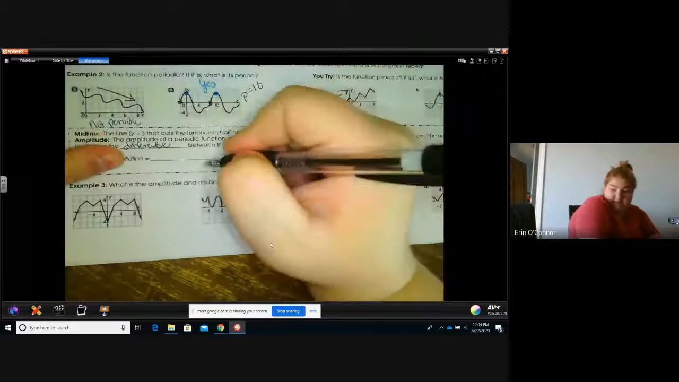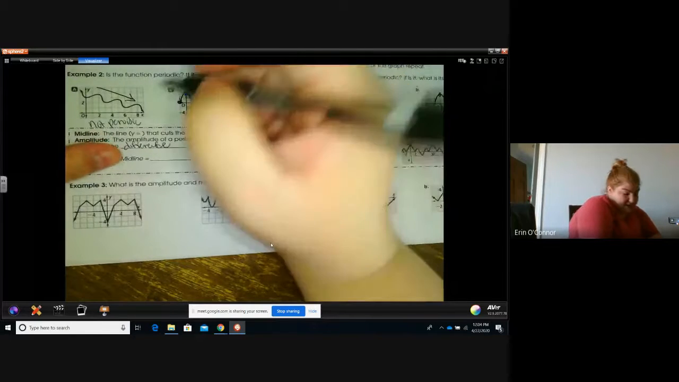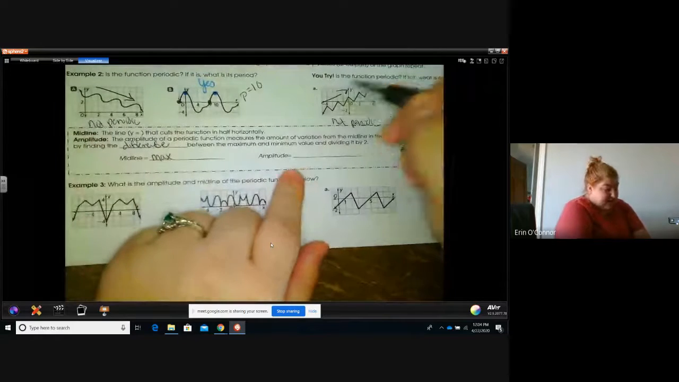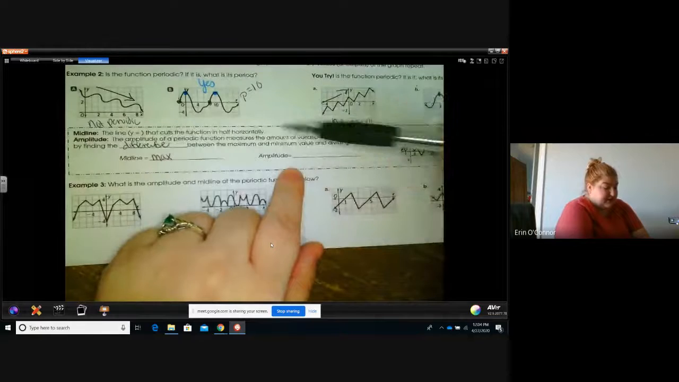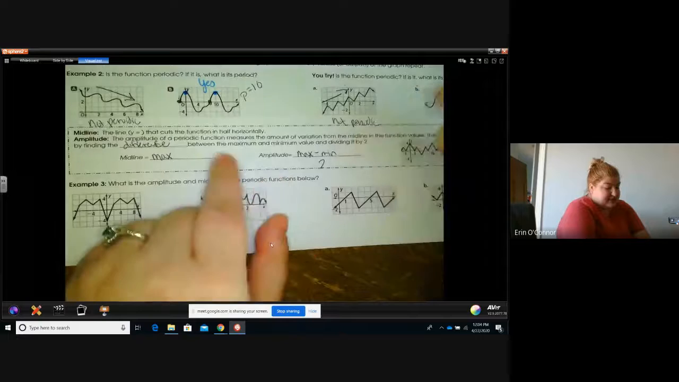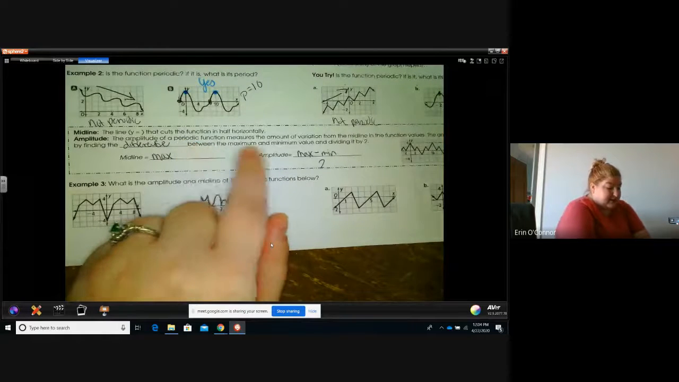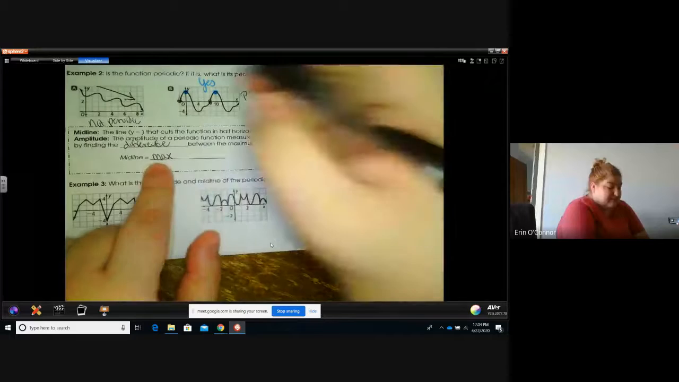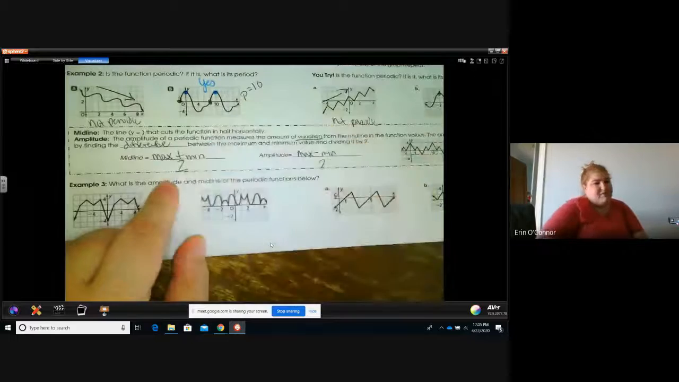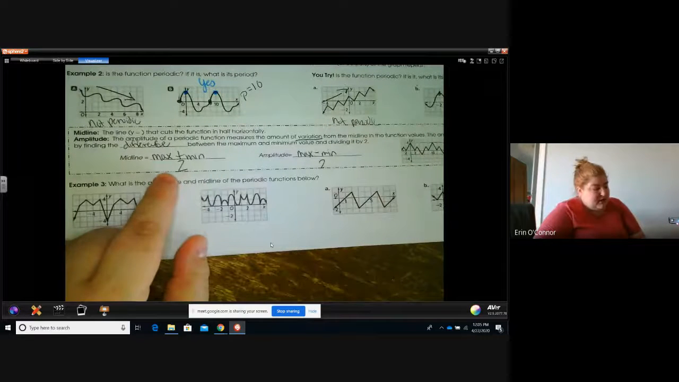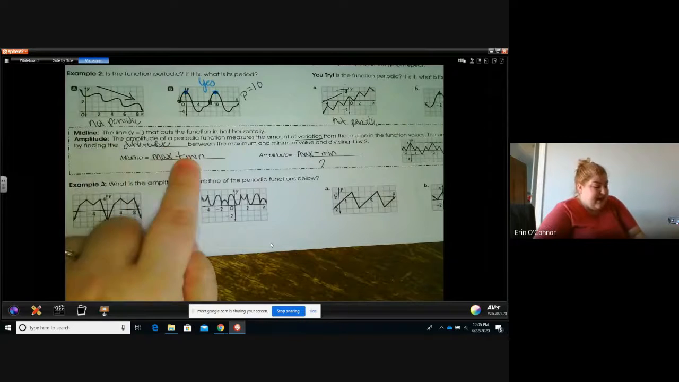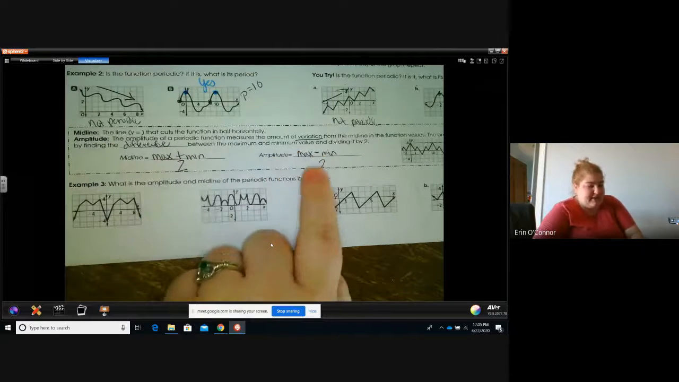So midline, we'll go over this. Amplitude first. Amplitude of a periodic function is max minus min divided by 2 because it's the difference. Now the midline is where you add them because you're trying to find the midpoint and divide by 2. If you remember finding midpoint back in Math 1, you added the two x values and divided by 2. Same thing here. So midline, you add and divide by 2. Amplitude, you subtract and divide by 2.